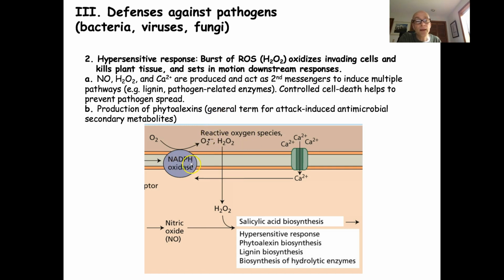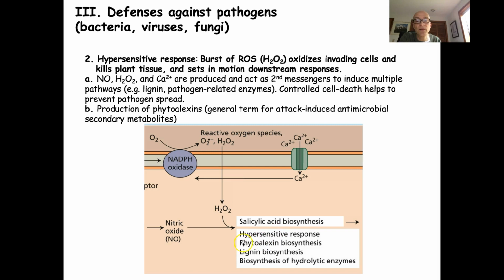But at the same time, it can also, together with calcium as a second messenger and nitric oxide as a second messenger, turn on these responses. So this certain set of responses then downstream will help the plant to fend off these invading bacteria if the initial response of the reactive oxygen species hasn't helped or hasn't killed all of the bacteria. So what these signaling compounds do is they produce a number of secondary metabolites.